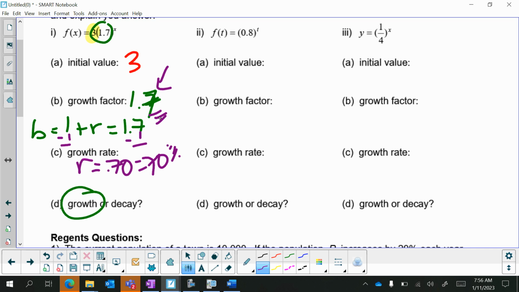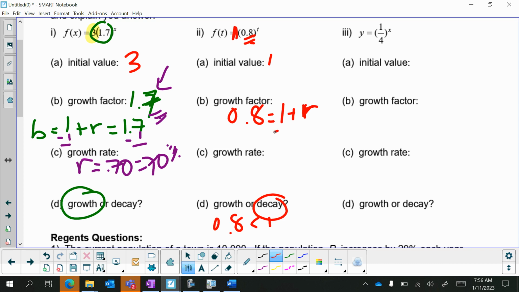Now let's look at number 2. The initial value is not there. So if it's not there, what should it be? I'm hoping you're saying 1. Now the growth factor is actually really 0.8, so it's actually a decay factor because it's less than 1, because 0.8 is less than 1, right? So we have to figure out what the rate is, all right? Even though it says growth rate, it's okay if it's really decayed, all right? So if 80% remained, what percent decayed?